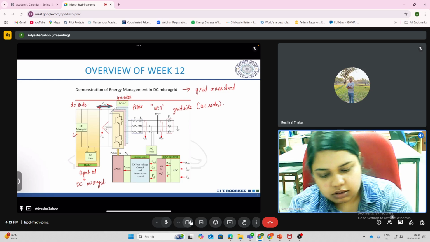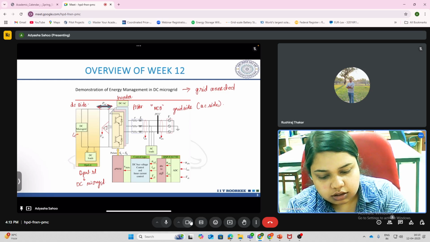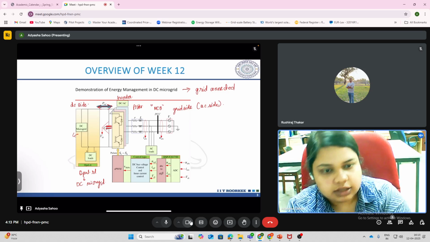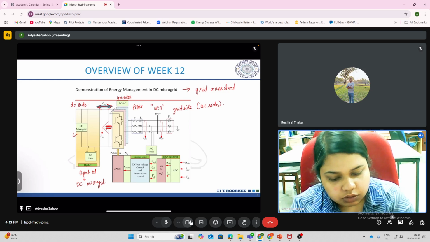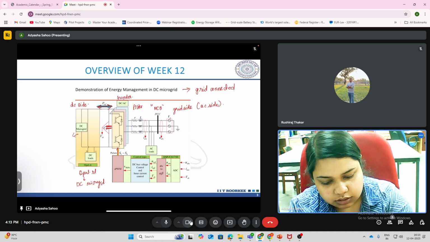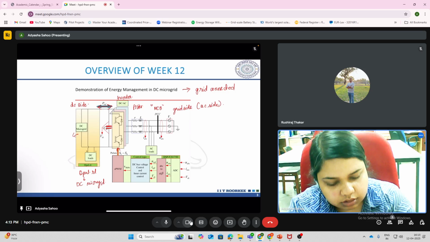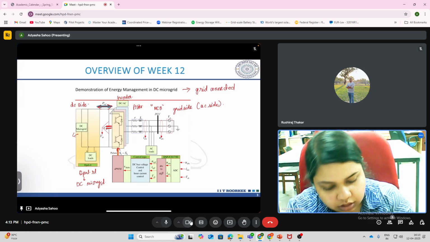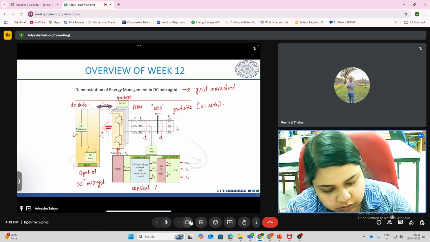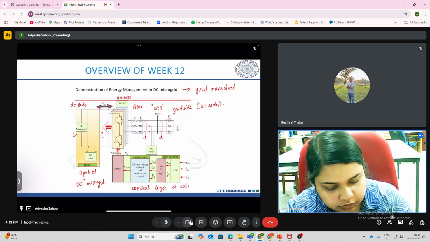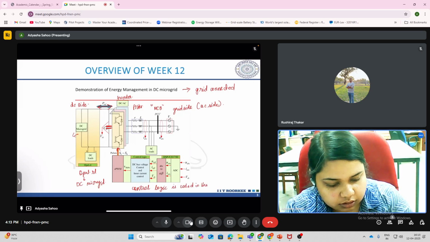Then we have this capacitor here, which is used to maintain the DC side voltage at a constant voltage. Then we control this inverter performance using this control logic, which is coded in the DSP for the inverter.